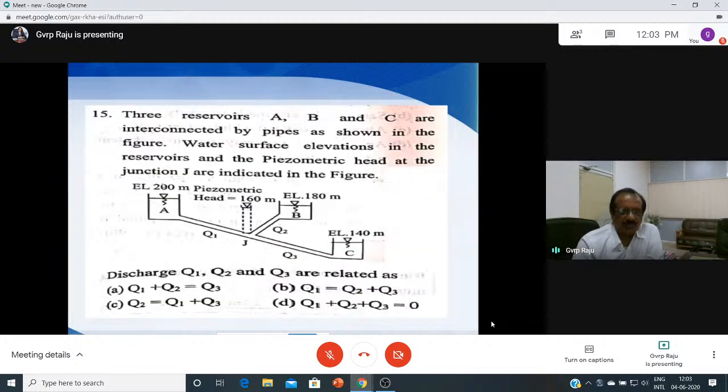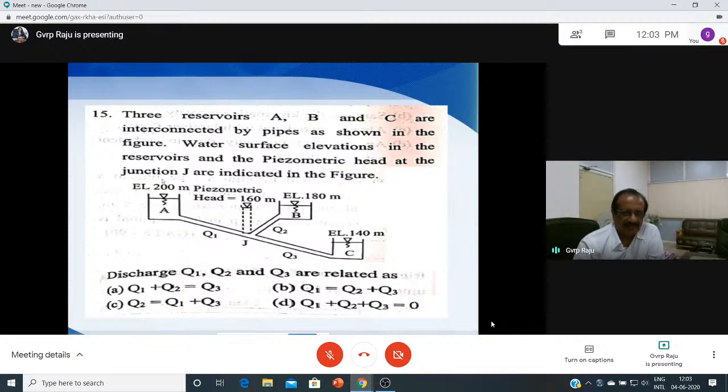So here it has given 200 meters, the head available here is 200 meters, the total energy level available. Here it is 160, and here the energy level is 180, and here the energy level is 140. Just to see all the 4. And he has asked to get the relation between Q1, Q2 and Q3. Seems all are okay, but the normal equation may make you think that Q1 is equal to Q2 plus Q3, not like that.